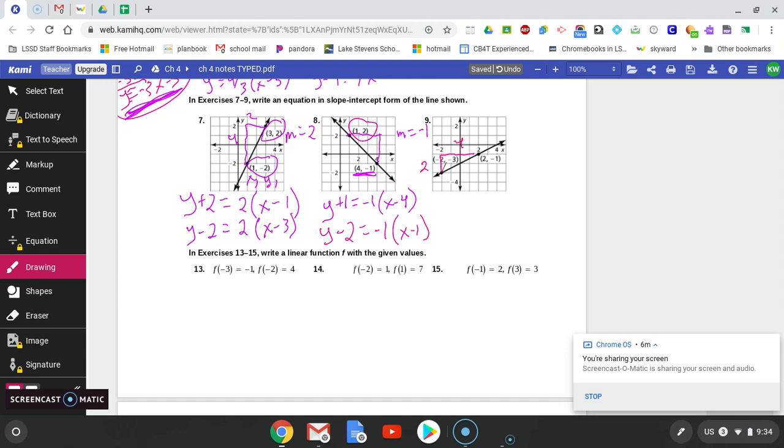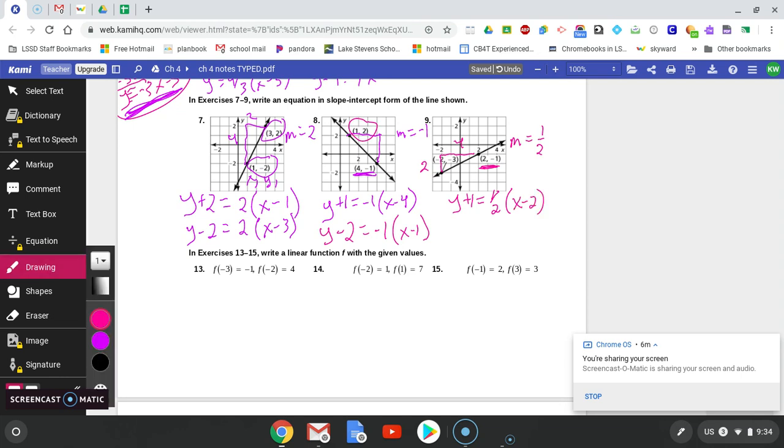And number 9, so I'm counting up 2 and over 4. So up 2 and over 4 would be a slope of 2 over 4, which is 1/2. And then I can use either point. So let's start with this point. So I would have y minus negative 1, minus a negative 1 becomes plus a positive 1, is equal to my slope, and then I'd have x minus 2.